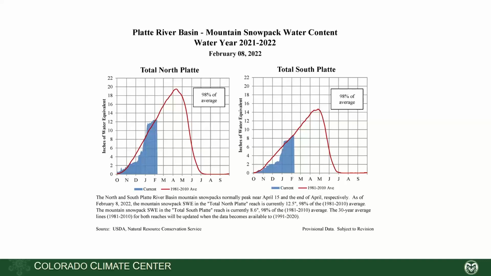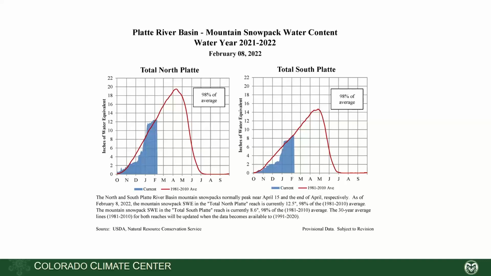The red line in both graphics is showing you an average snowpack buildup and runoff cycle throughout the year. And then the shaded blue areas show you what we have experienced this year. And you can see that we started below normal, but there was a nice bump around the holiday season that got us back above normal. And since then, things have regressed a bit.